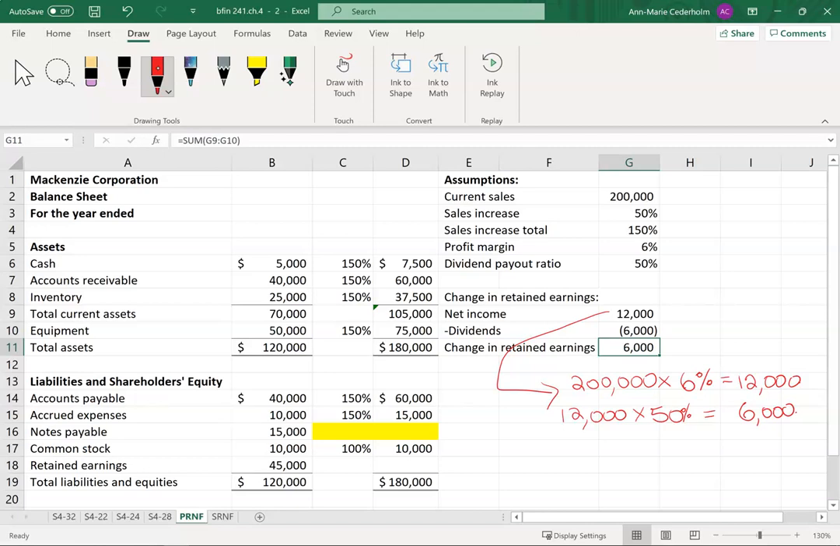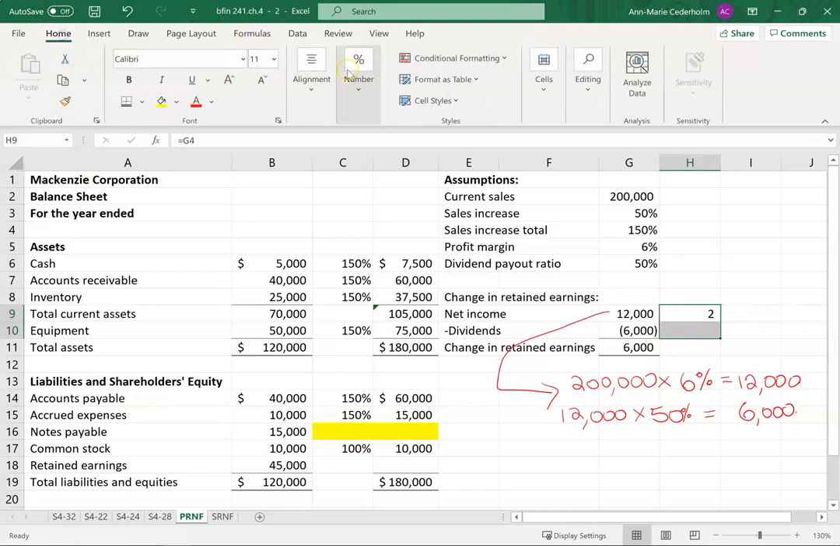So now that I know what my change in retained earnings was for the current year, I can go ahead and increase them. So if we have a sales increase, I want to increase these by 150%. So my new net income is going to be 12,000 times 150%, and my new dividends are going to be 6,000 times 150%. So my increase in my retained earnings is going to be $9,000.